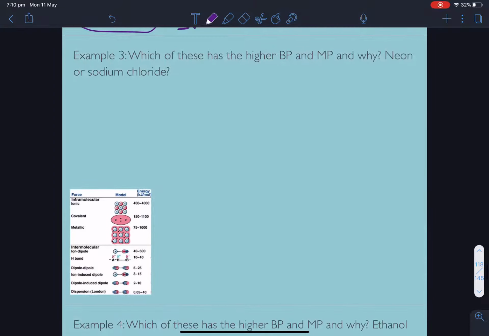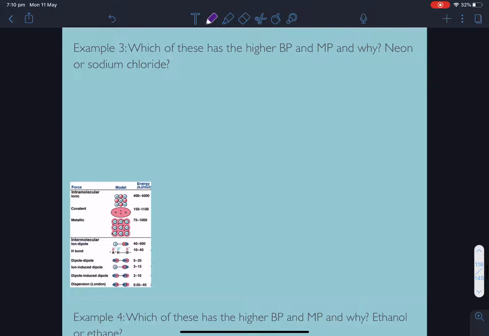Okay, a couple more examples. This is getting to be a long one, isn't it? Which of these has a higher melting point or boiling point? Neon or sodium chloride? Oh, this is an easy one.